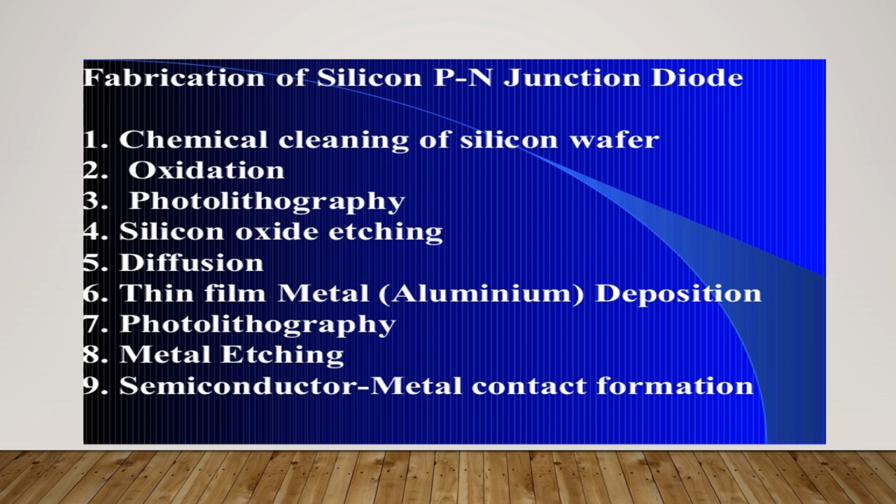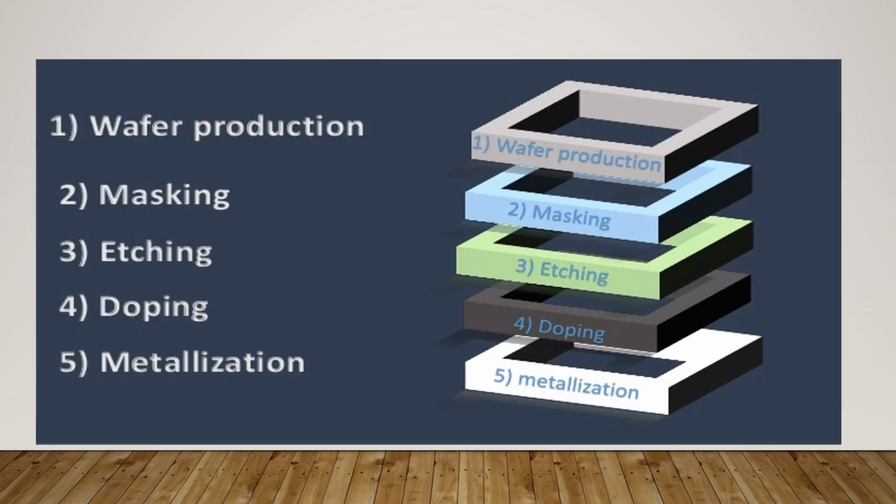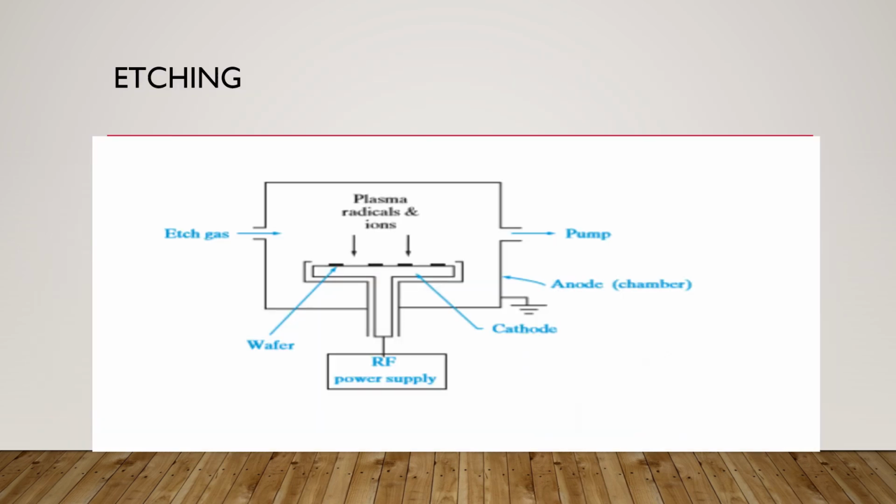Then comes the thin film metal deposition, that is, aluminum is deposited. It can be deposited by any PVD route, any chemical route. And after the deposition of the aluminum, photolithography is conducted again, then etching takes place, and then the semiconductor metal contact formation is done. So these are the steps in which the junction is fabricated. It is a sum up of paper production, masking, etching, doping, and metallization. These are the 5 steps which are going on.